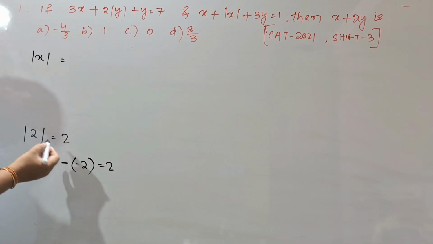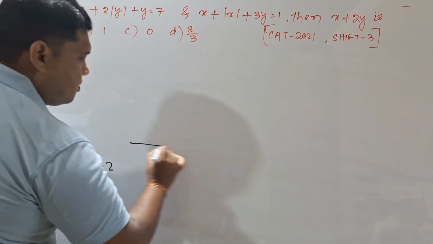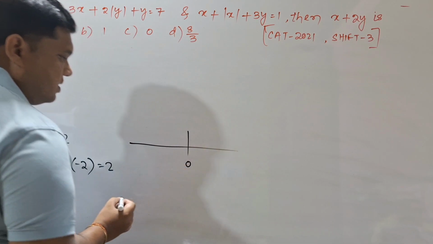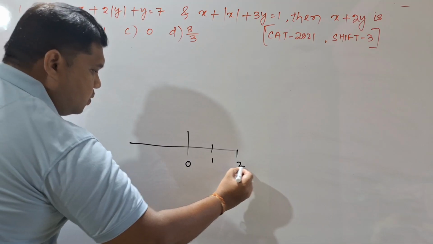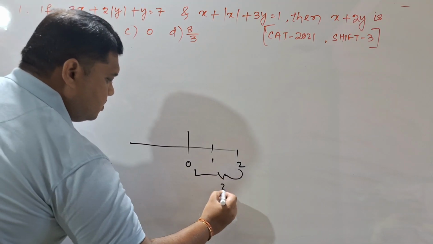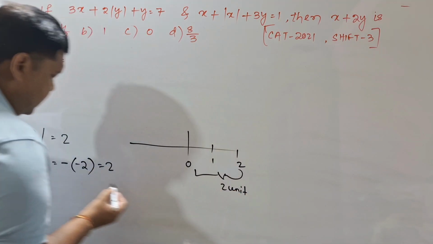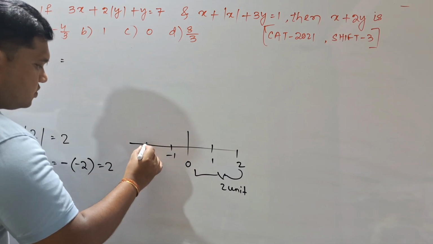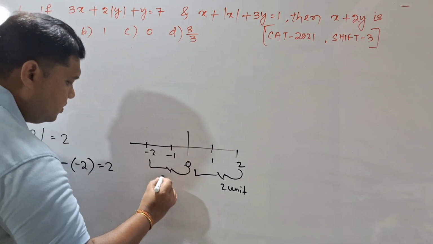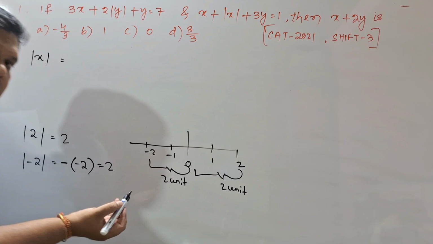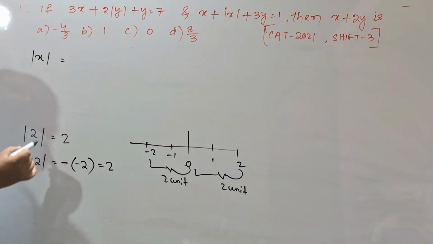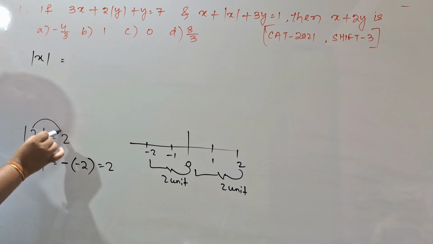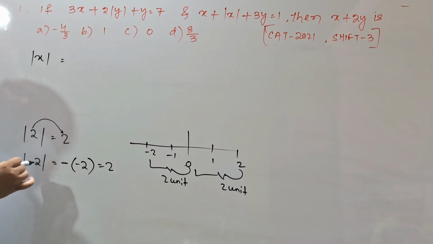Normally what do you mean by modulus? It is distance from origin. Suppose this is origin. When I say |2|, this is the distance of 2 from origin, so this is equal to 2 unit. Similarly when I say |-2|, this distance is also 2 unit. So distance is always positive, so modulus values are always positive. Once again, whatever is written within the mod, if it is positive, just write as it is. If it is negative, you have to write an extra negative.